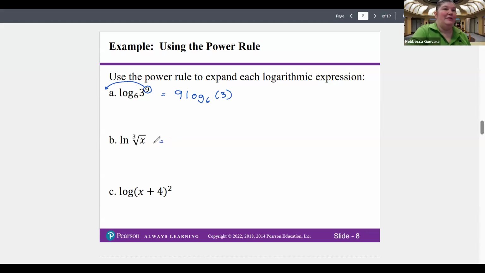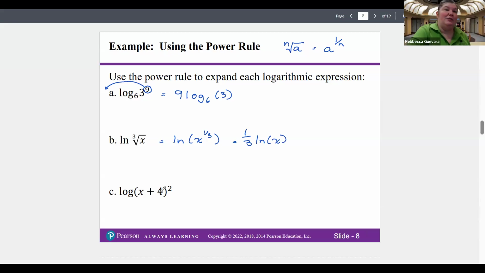Here, maybe you don't see a power right away, but remember, if I do an nth root, then I'm just raising to the power of 1 over n. So I'm doing a cube root. So this is natural log of x to the 1/3. Now we have an exponent. We can pull that out front. That is 1/3 natural log x.